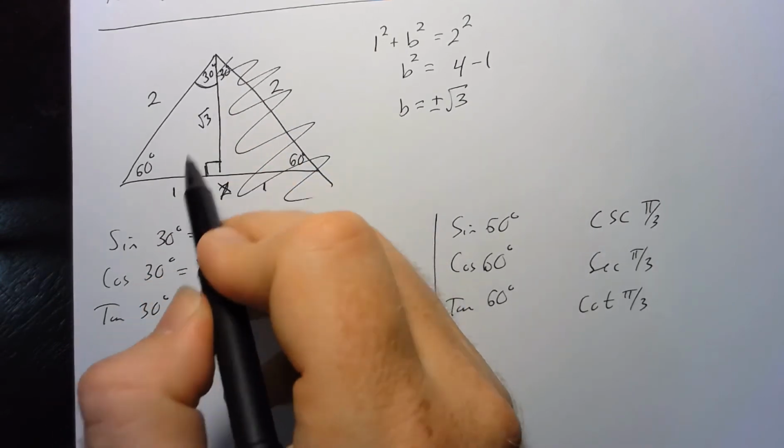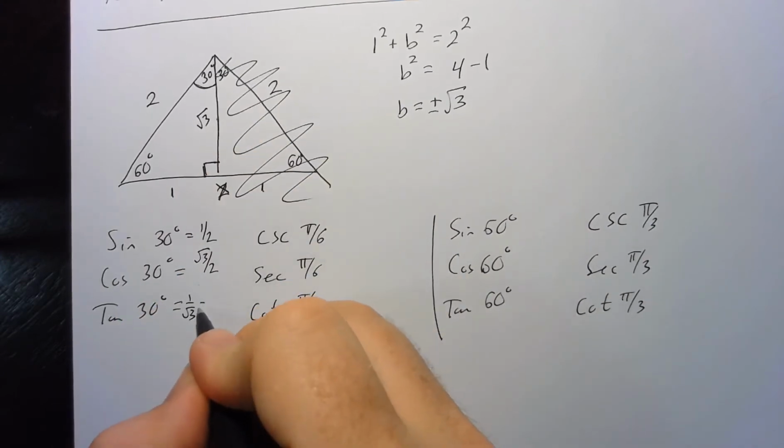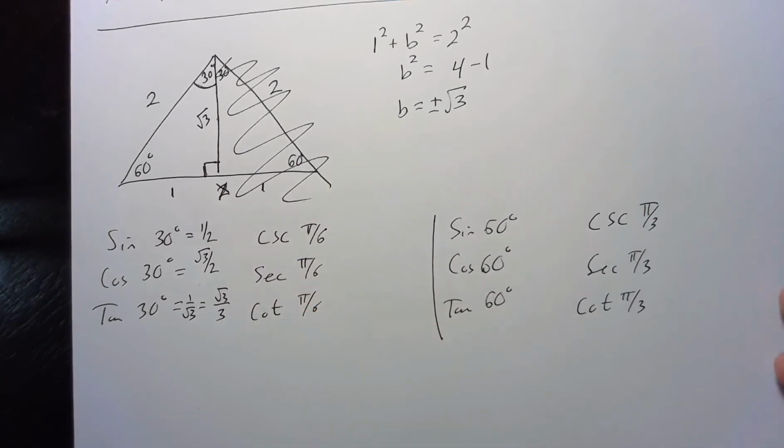Tangent is going to be opposite over adjacent. So 1 over radical 3. But if I rationalize that denominator, I'm going to get radical 3 over 3. So far, so good.